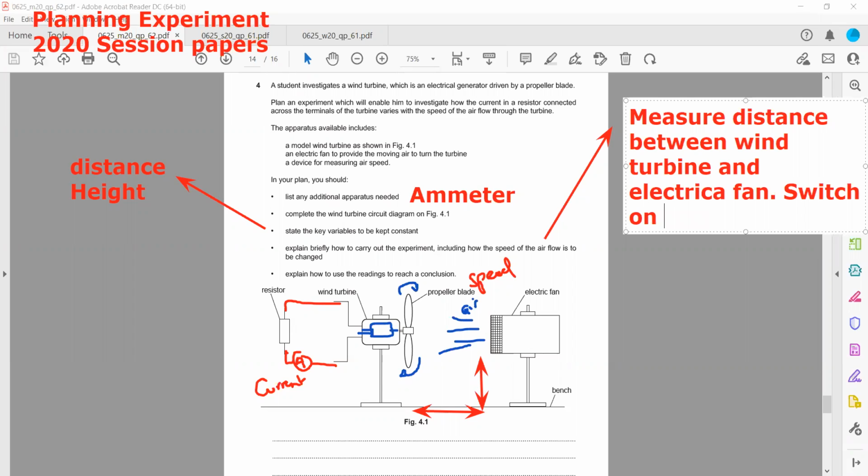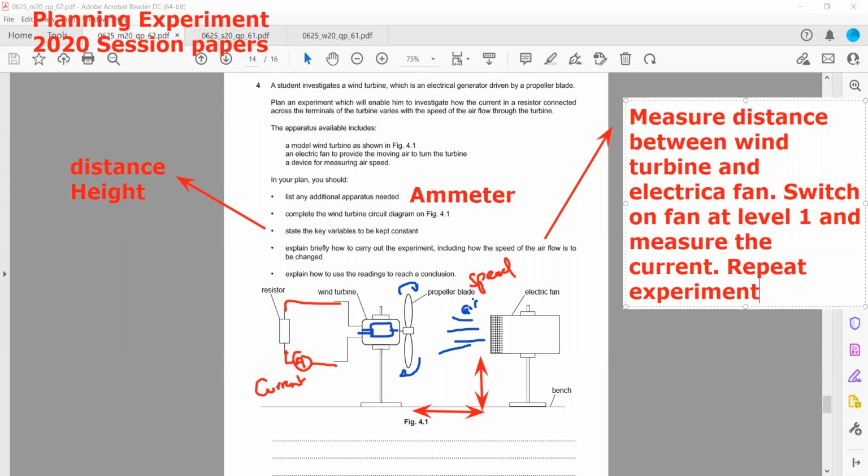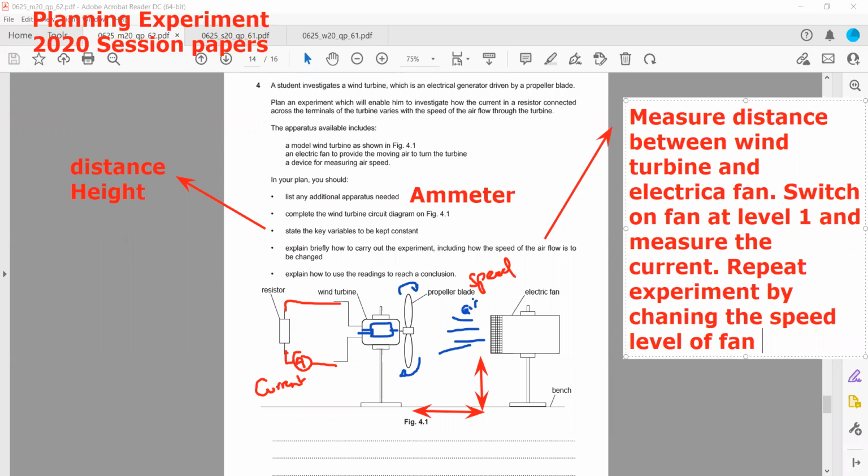And the fan, we can change the speed of the fan by changing the level. So we'll switch on the fan at level 1 and measure the current. Then we will repeat the experiment by changing the level of the fan and measure the current for each speed.